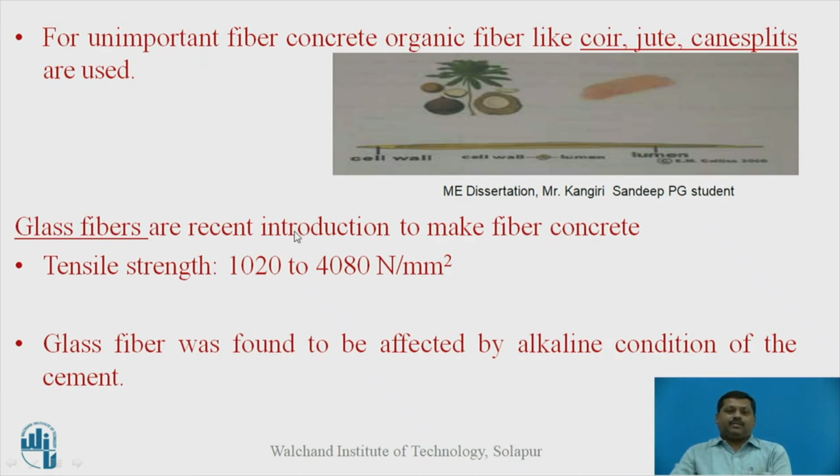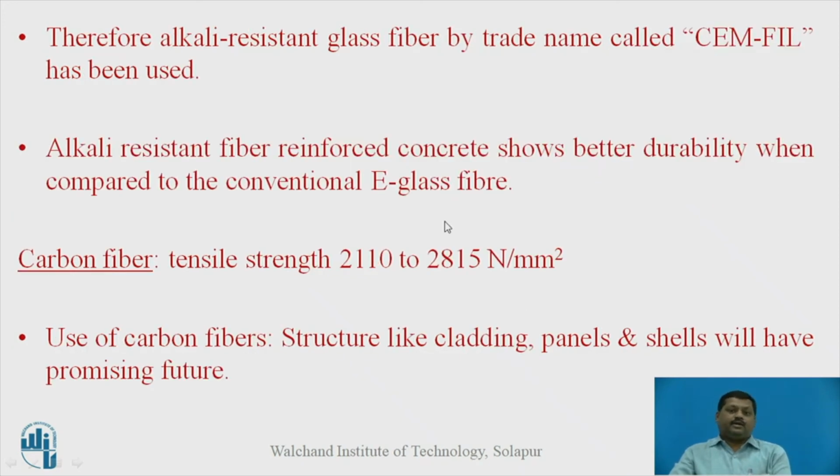Next is glass fibers. This is a recent introduction into the fiber reinforced concrete. Tensile strength of glass fiber is 1020 to 4080 Newton per mm square. But glass fiber is affected by alkaline conditions. So alkali resistant fibers are important, so that can be used in concrete. So one trade name is there, that is Cem-FIL, which is alkali resistant glass fiber.